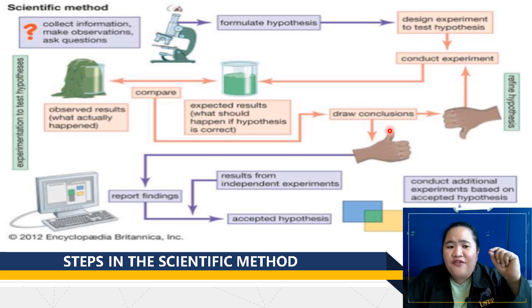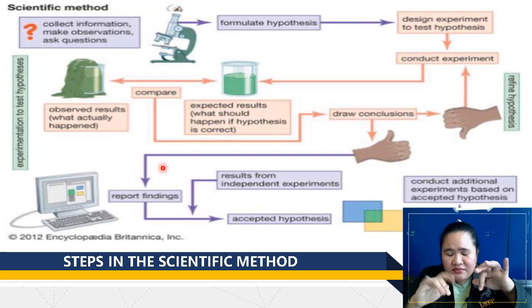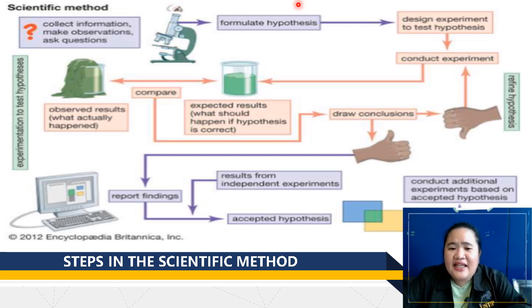Okay? So class, whether the result of your experiment is expected or not expected, you still have to report that. Don't doctor your results just to satisfy your hypothesis. Okay? So draw conclusions from your results and then report the findings. So you're going to make a report on that and include the results from independent experiments and also, of course, your accepted hypothesis. So that is our scientific method.